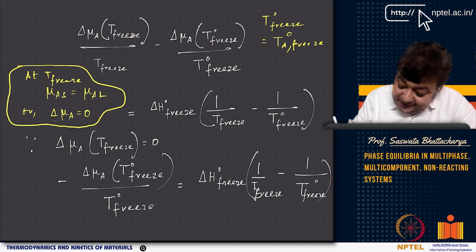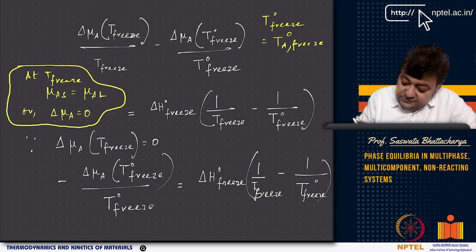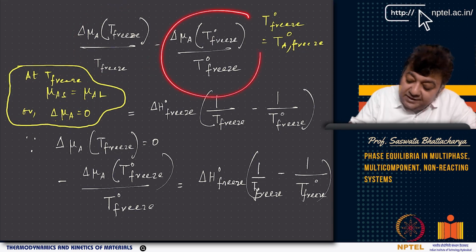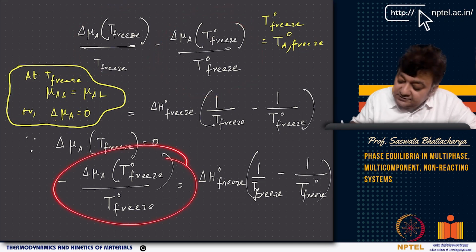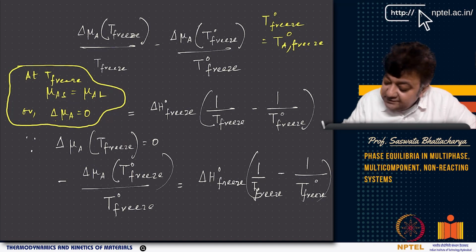At this temperature, the chemical potential of A in the solid, mu A S, is not equal to mu A L. So this term does not go to 0. Since mu A S is not equal to mu A L at T0 freeze, delta mu A is not equal to 0. So this term vanishes, while this term remains. So minus delta mu A at T0 freeze equals delta H0 freeze times 1 by T freeze minus 1 by T0 freeze.